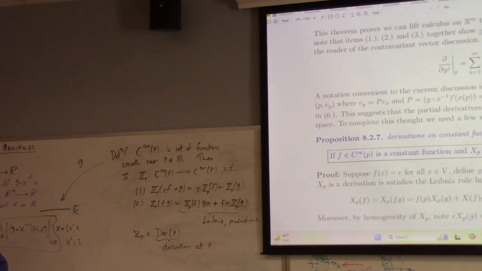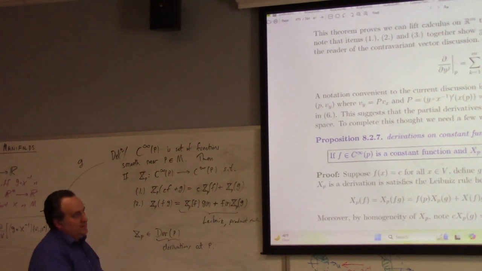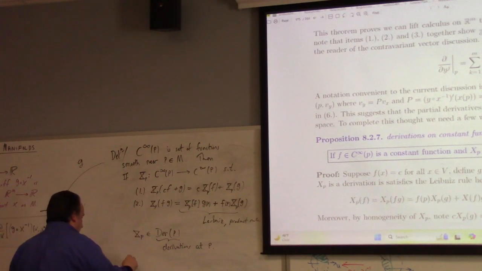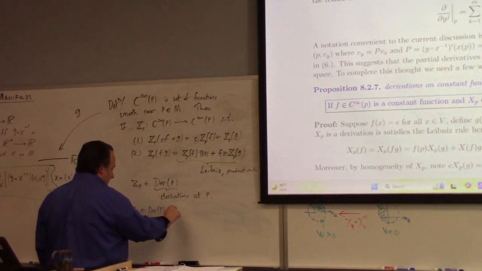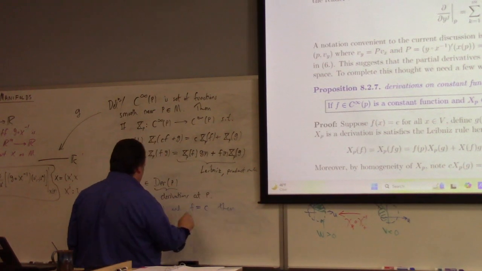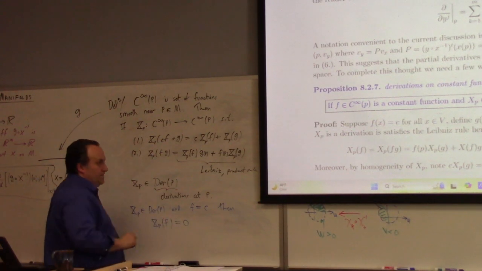But notice we've defined derivations algebraically. What I was just getting into is that this proposition shows you that if X sub P is a derivation, and F is a constant function, then X sub P of F is just equal to 0.